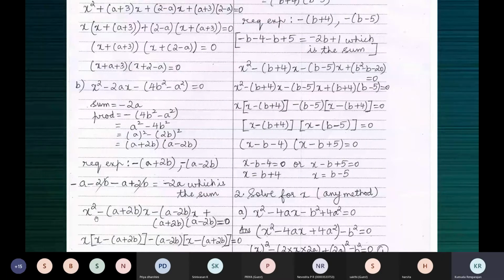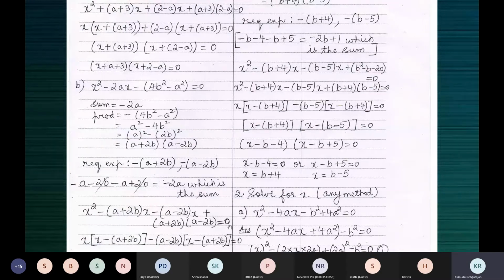Now group the first two terms. x is common: x into x is x square, x into minus of a plus 2b will give you this term. Just multiply. Between the first and the second term, x is common, x into x is x square, and this into x is the second term here.